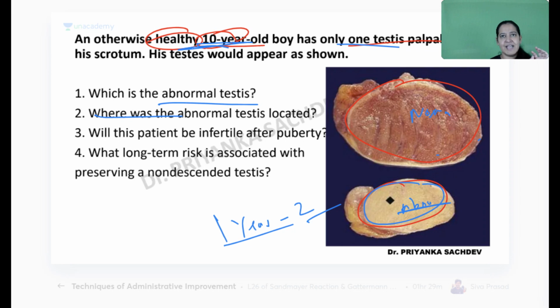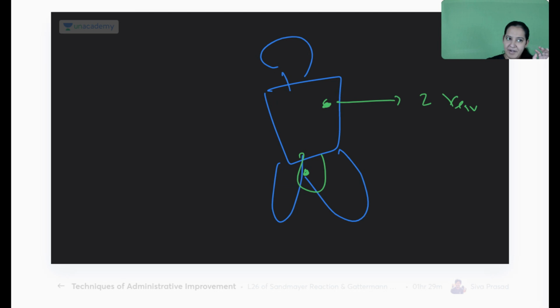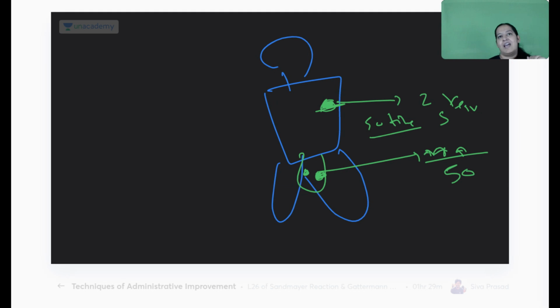Otherwise, as I have told you, it is present in the abdomen. The testis is not present in the scrotum. The scrotum contains only one testis. The other testis is present here in the abdomen. So if you operate after 2 years and bring it back into the scrotum also, the risk of malignancy is the same. The risk is already increased. The testis which is present in the abdomen has 50 times more risk of developing seminoma as compared to the testis which is present in the scrotum. So if you take it from here and keep it in the scrotum, the risk is still 50 times. If you operate after 2 years, the surgery is known as orchiopexy.